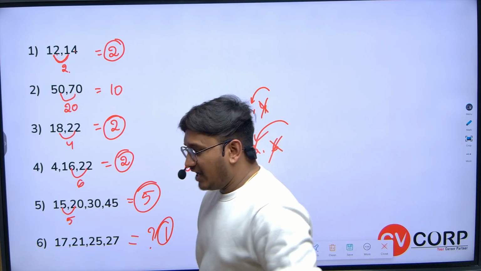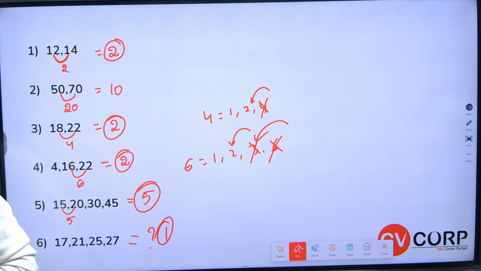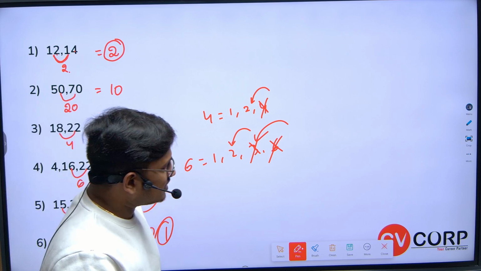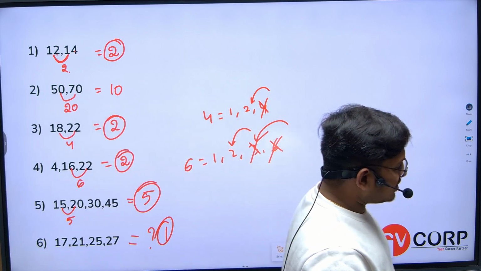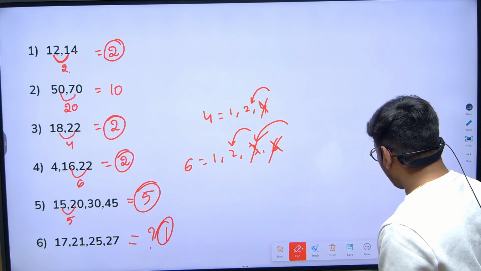Exactly. I hope you understood the logic of this, finding the highest common factor. Okay, so remember this particular logic. This might help you in the exam.